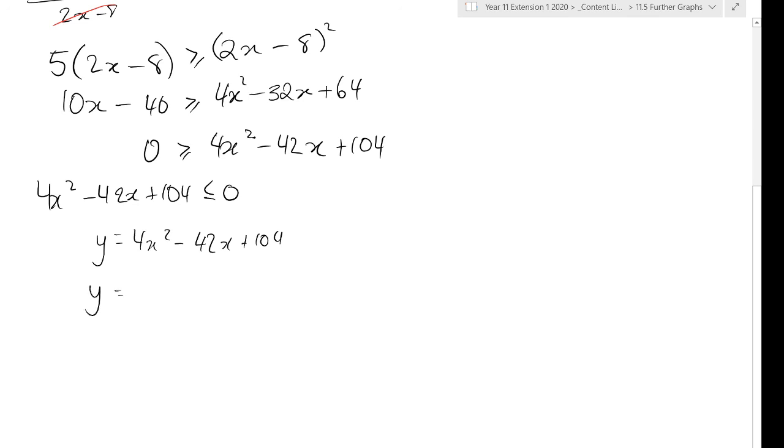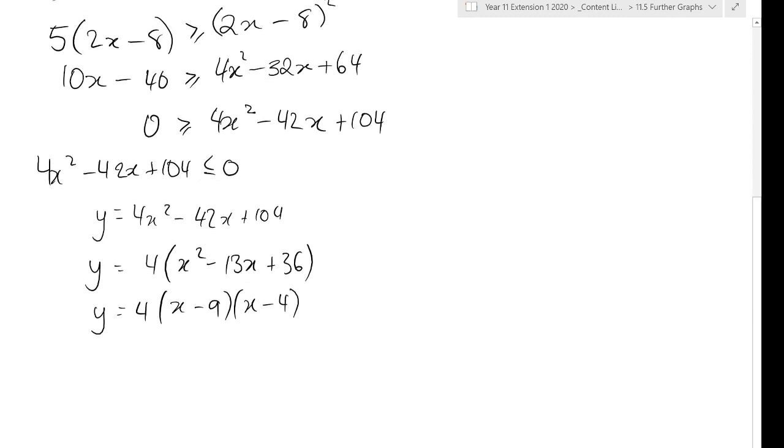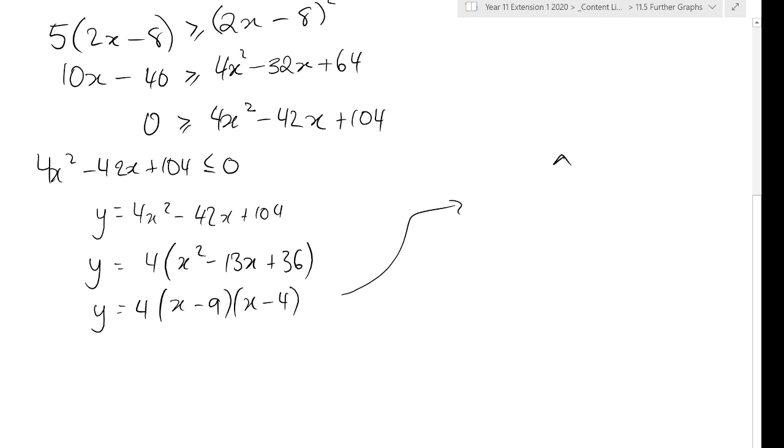To do this, we're going to factorize it. We're going to start off by factorizing out a factor of 4. That leaves us with x squared minus 13x plus 36, with the 4 on the outside. And then we're just going to factorize the inside as is. So we get 4 lots of x minus, so two numbers that multiply to give 36 and add to give negative 13, so it should be negative 9 and negative 4, since 9 times 4 equals 36.